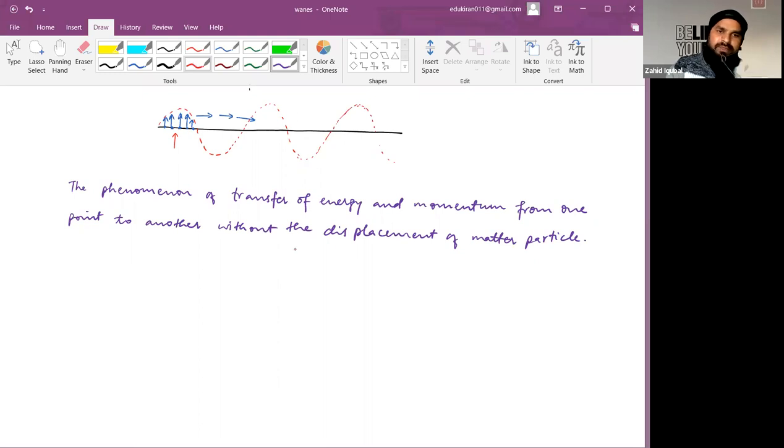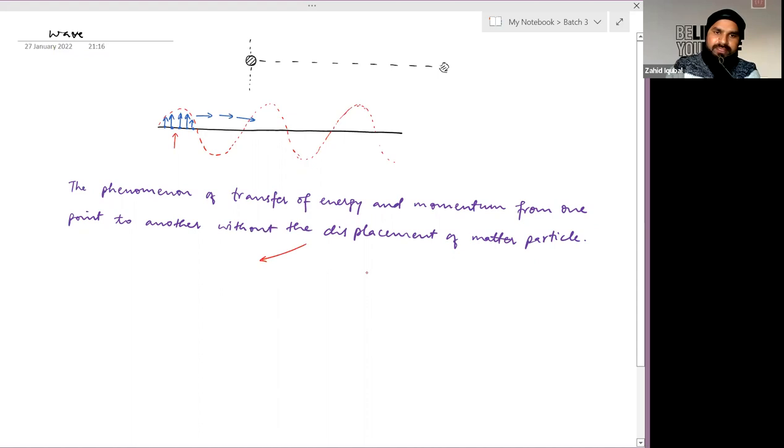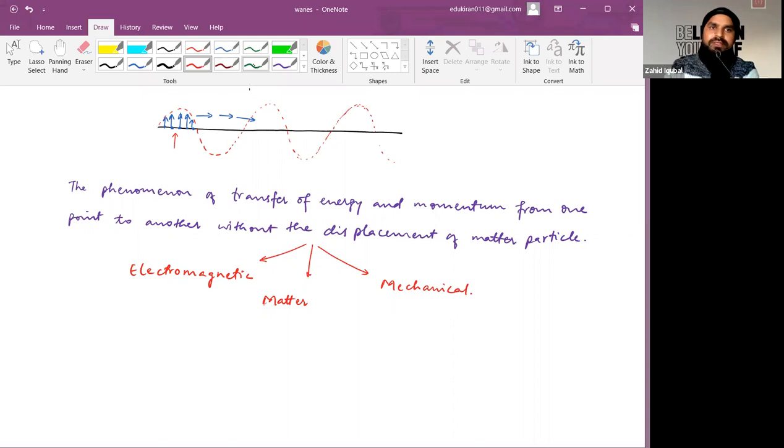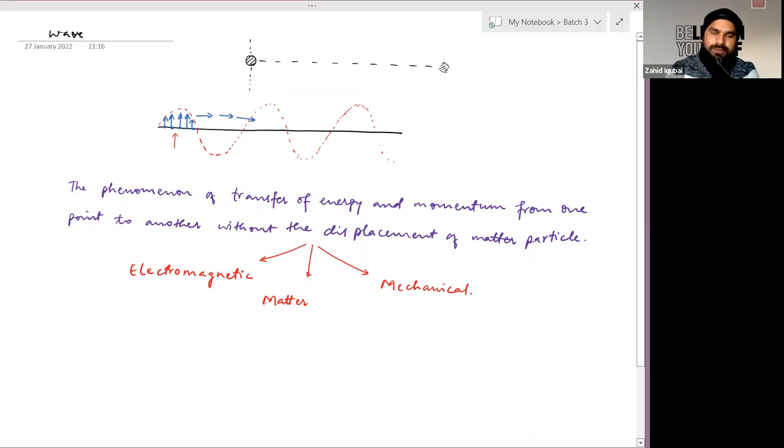Now we may divide waves into three different types. First is electromagnetic, second is matter wave, and third is mechanical wave. In the first, electromagnetic, a wave which does not require any medium for its propagation and can travel even through vacuum is called electromagnetic. No need of a medium for its propagation.